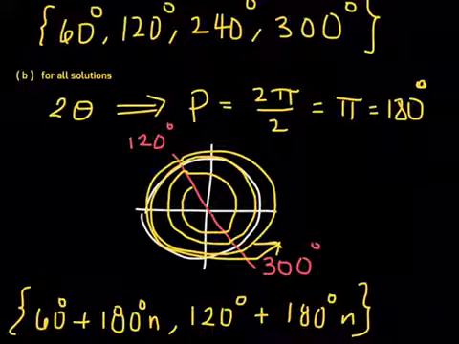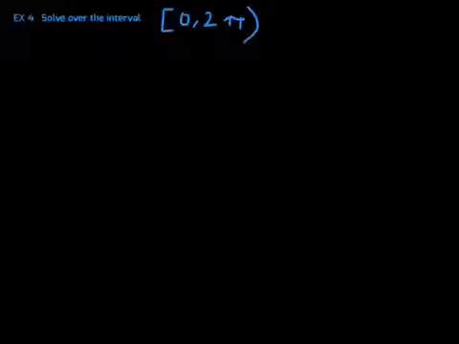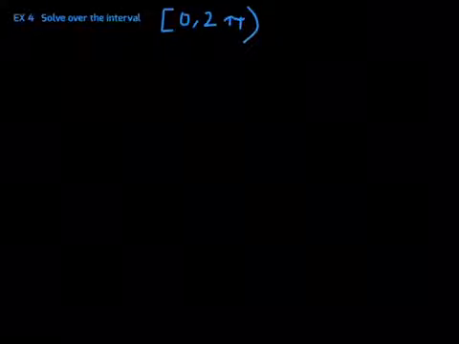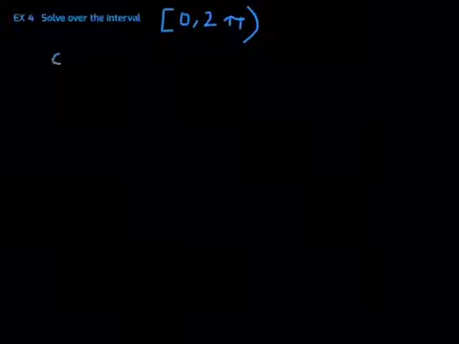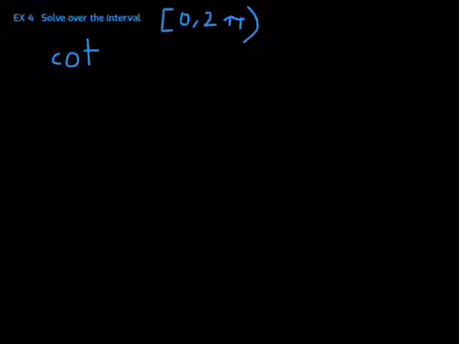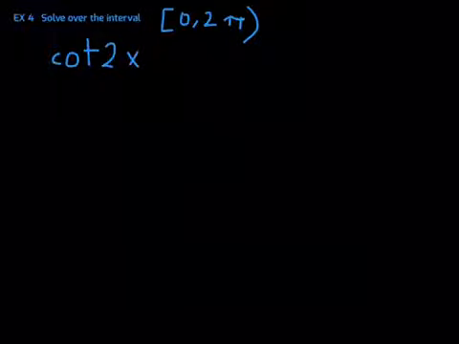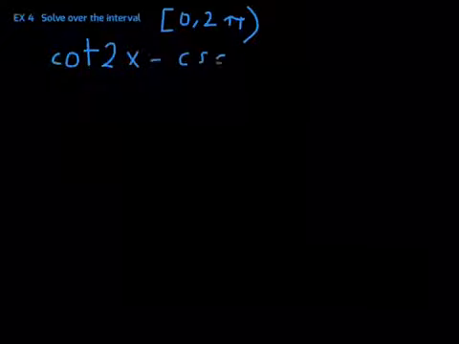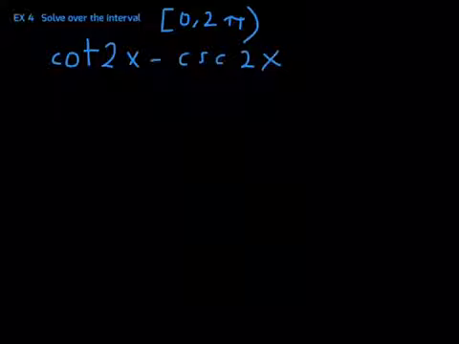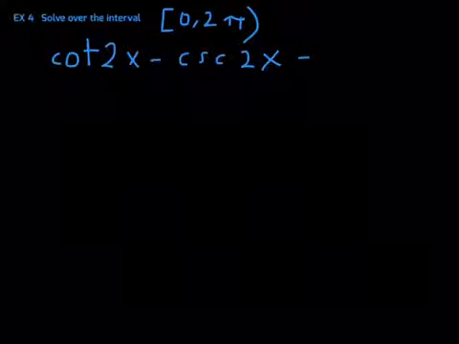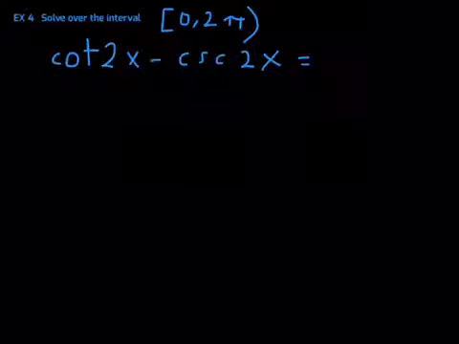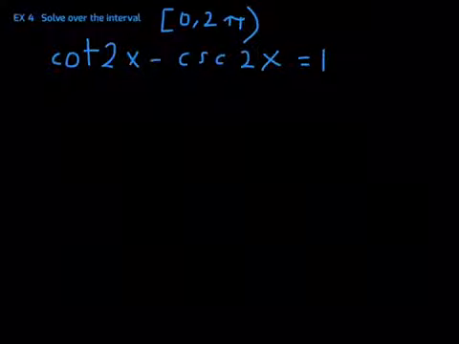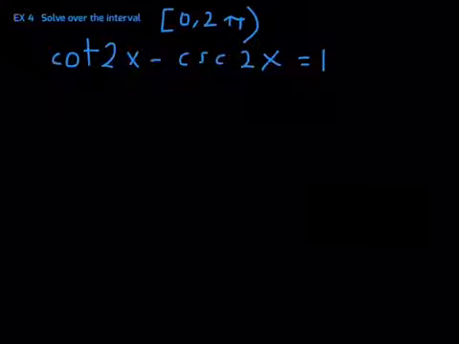Cool, you guys. Let's look at one last example, and then I think we'll be good. All right, solve the following equation over the interval 0 to 2 pi. Now, this is the equation that they want you to solve for x: cotangent of 2x minus cosecant of 2x is equal to 1. Cotangent of 2x minus cosecant of 2x is equal to 1.